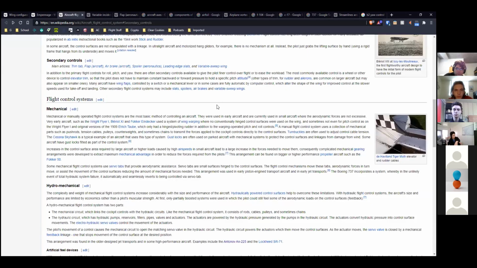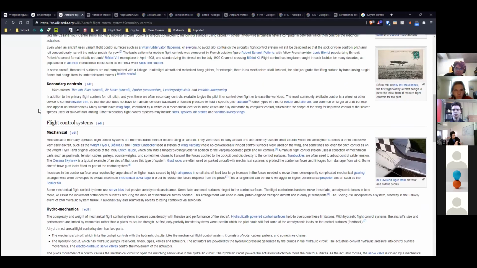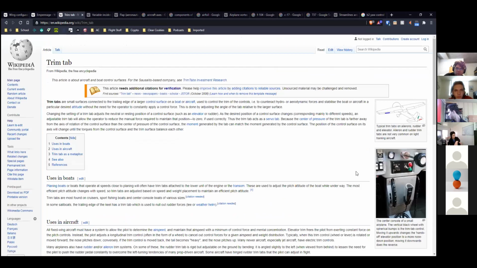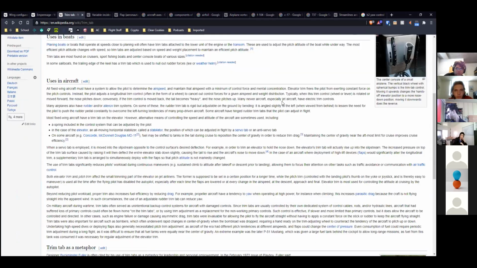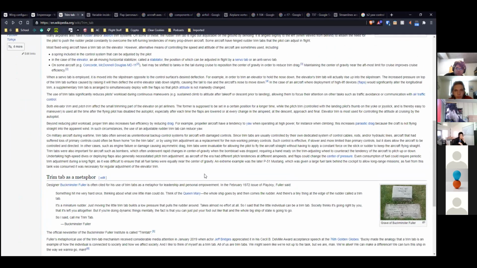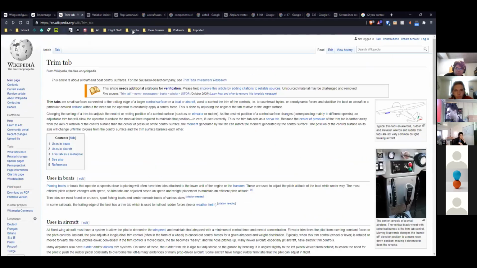Those are just the cables. Oh, here we go, trim tab. Okay, this wheel, if you turn it, changes the trim. I just want to see the actual trim tab. What? Okay.